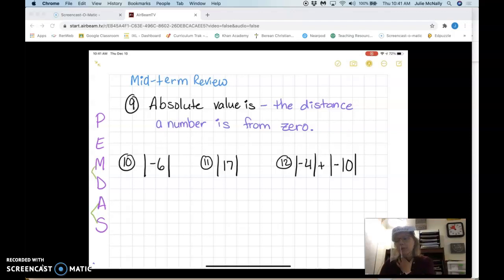And for numbers 10 through 12, Cameron, would you like to walk us through? Yes. Go right ahead. So the absolute value of -6 is +6. Correct.